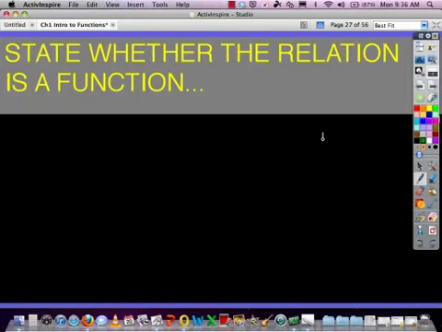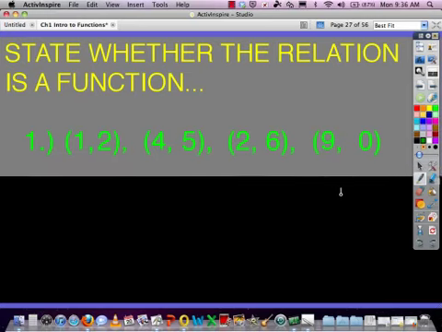Now, up here, our direction is going to stay the same. State whether the relation is a function. But I don't give you ordered pairs in a chart. I give them to you in ordered pair form. Is that going to make it any different? Not really. If you like the other XY chart, you could write it that way. So I'm going to look at my ordered pairs. I have 1, 2, 4, 5, 2, 6, 9, 0. So right now, this is a relation.